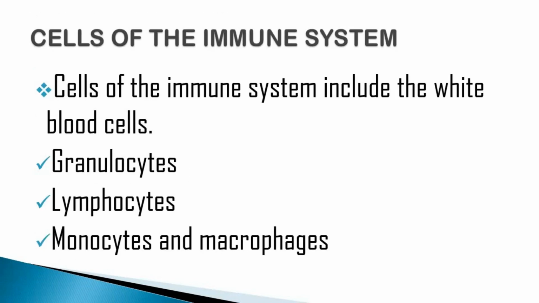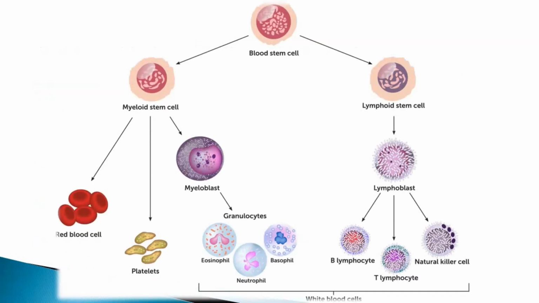Now let's shift our focus to the cells of the immune system. So the cells of the immune system include the white blood cells. They are granulocytes, lymphocytes, monocytes, and macrophages. Let's discuss these in detail and look at how they protect the body. So all your white blood cells are formed from what we call the blood stem cell. This is called the hematopoietic stem cell.